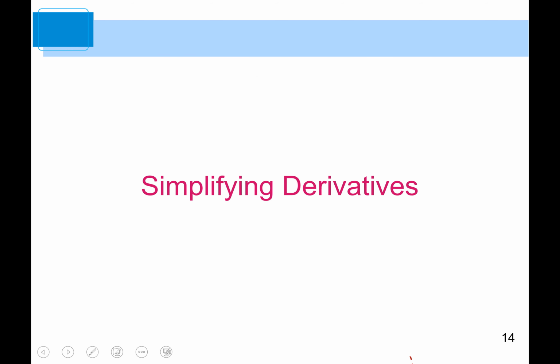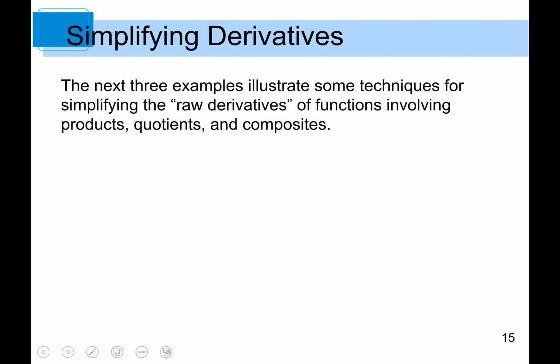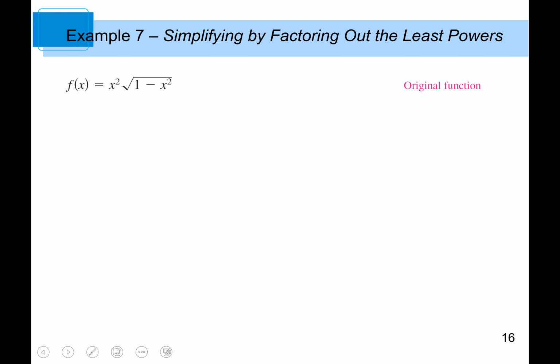Very frequently, when you deal with derivatives of composite functions, you always have to learn how to simplify the derivatives. Whatever result we have is called a raw derivative, involving products, quotients, and composites, and it takes some time to simplify that. So let's take a look at this example.